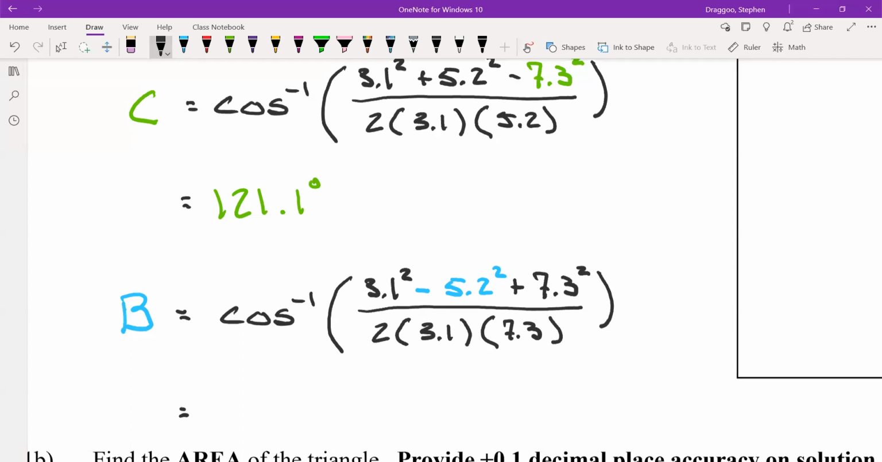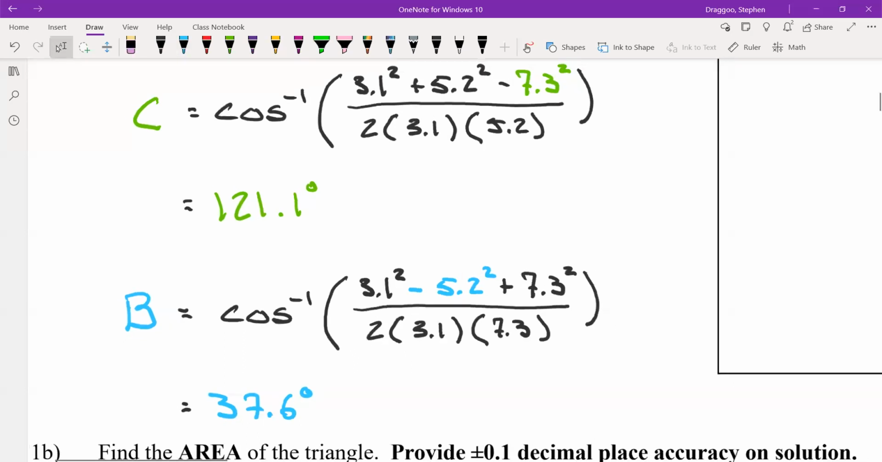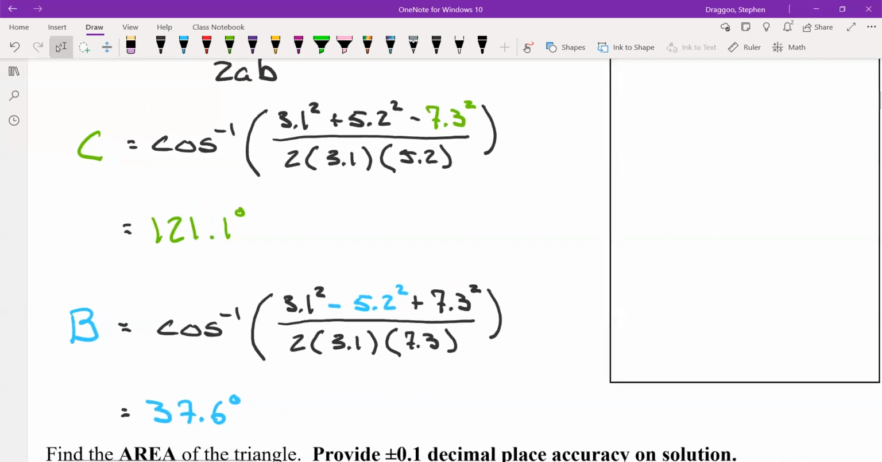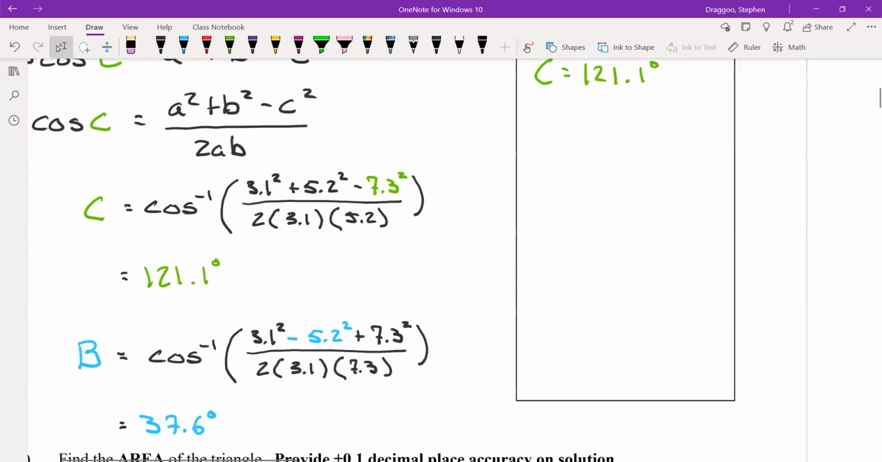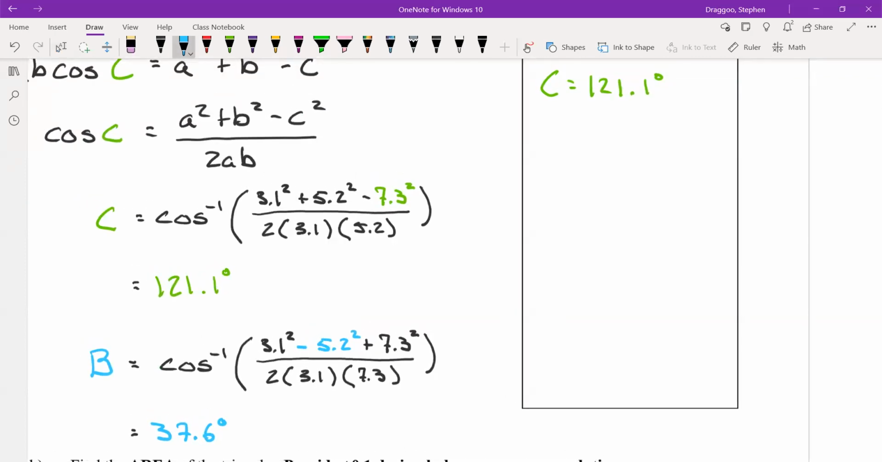Alternatively, you could use the law of cosines or the law of sines. But in the interest of time, I'm going to leave that there so we can try to get through the whole practice exam today. But the work for getting to B, if you wanted to see all of it, was the same work that we did to get C, just solving for B instead. So B is 37.6 degrees.